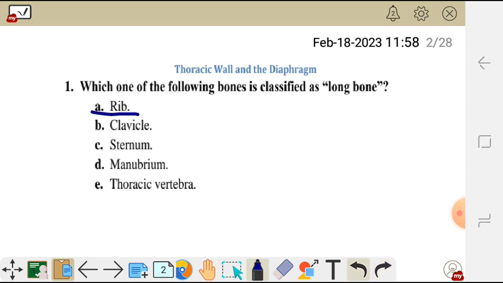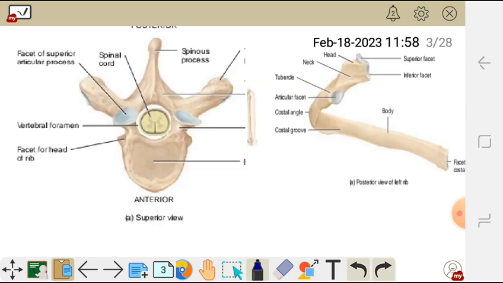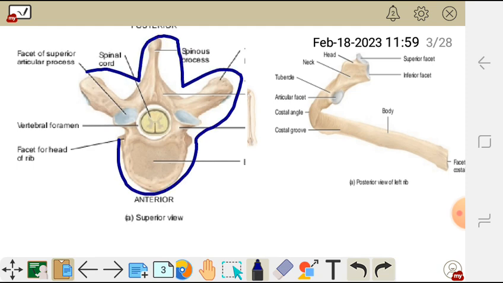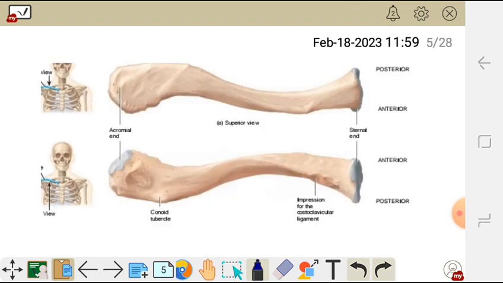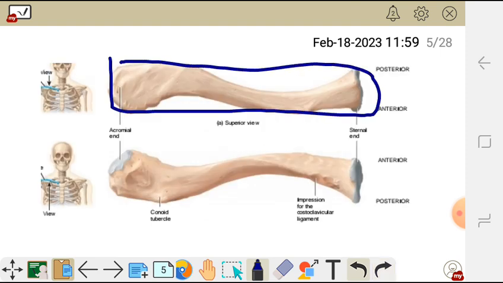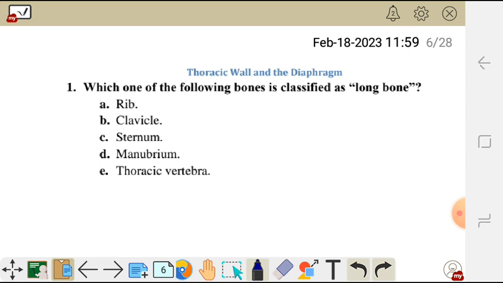The rib is a flat bone. It is considered to be a flat bone because it is flat. The thoracic vertebrae is an irregular bone, and the manubrium and the body of the sternum are flat bones. Then the clavicle is a long bone. So for question 1, the correct answer is B.